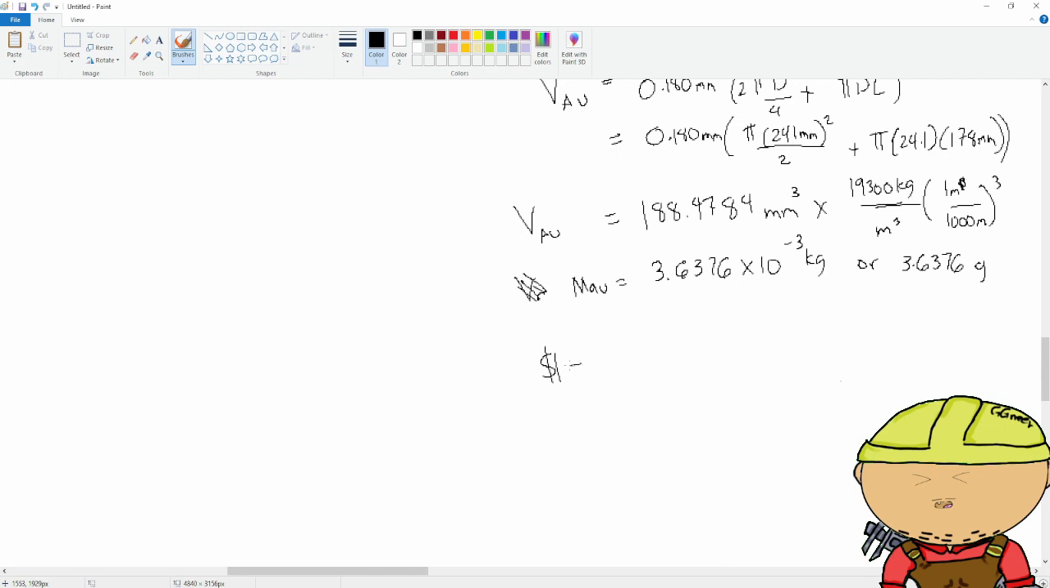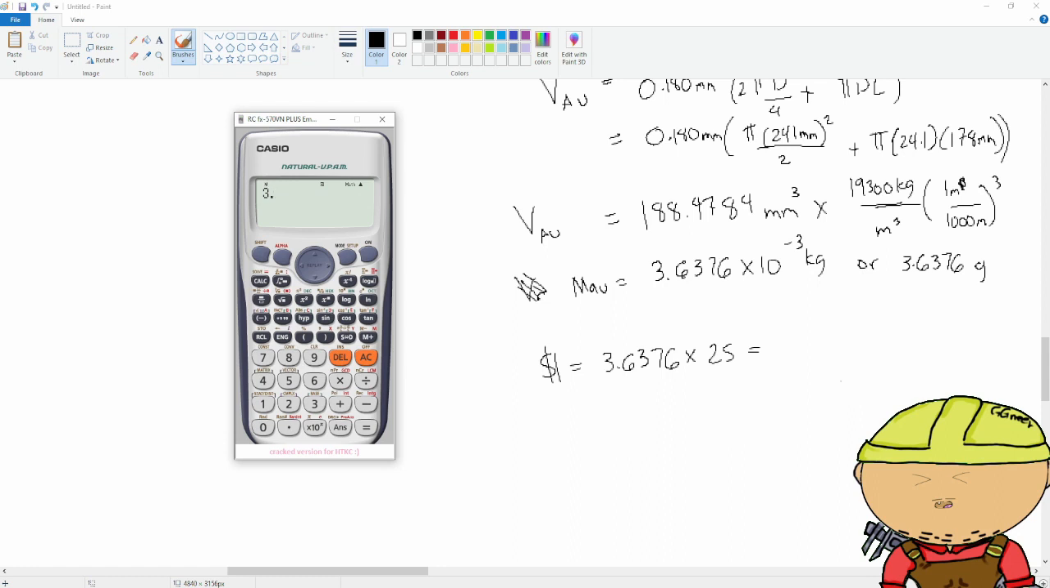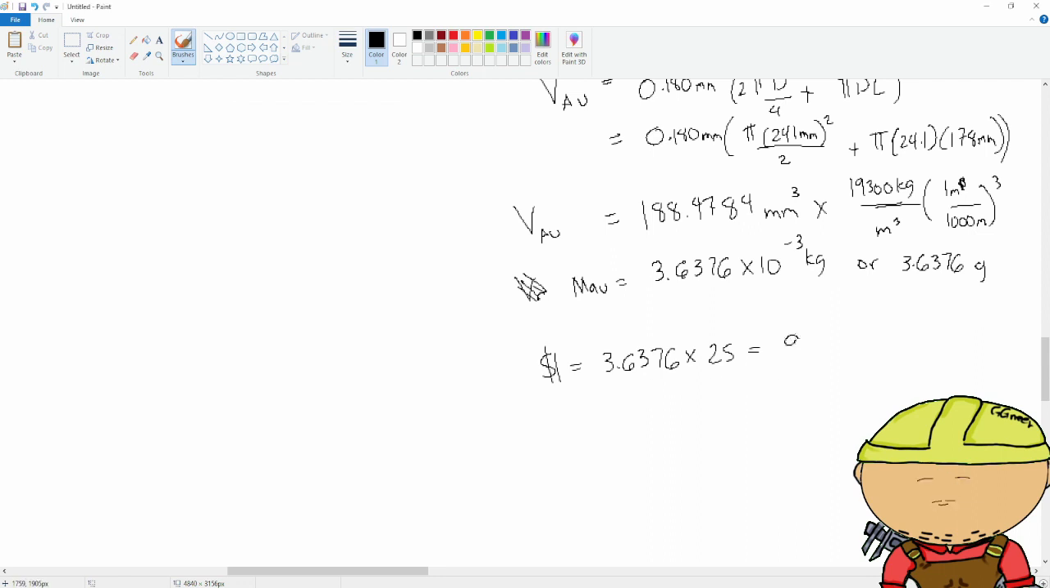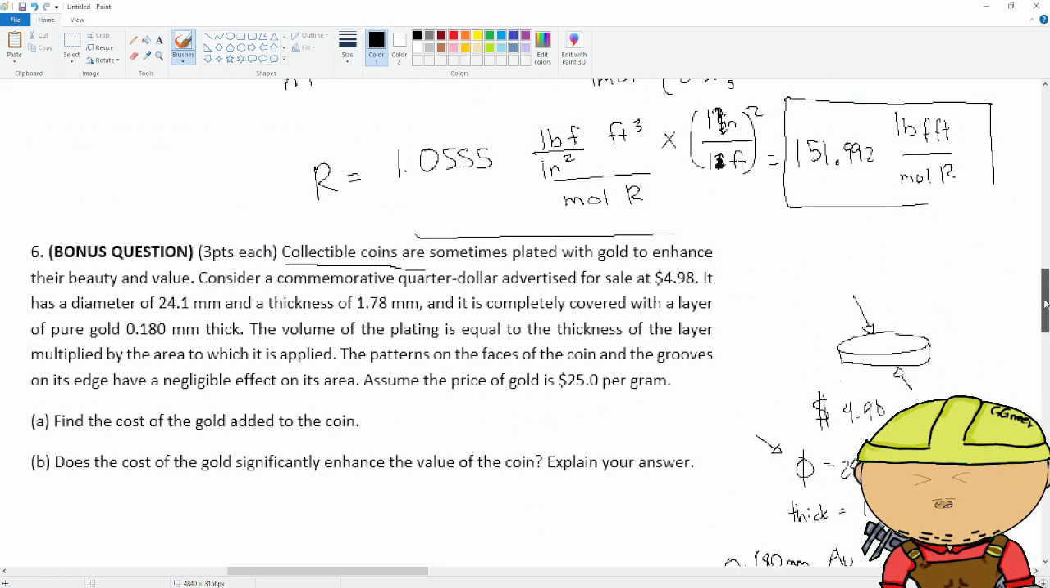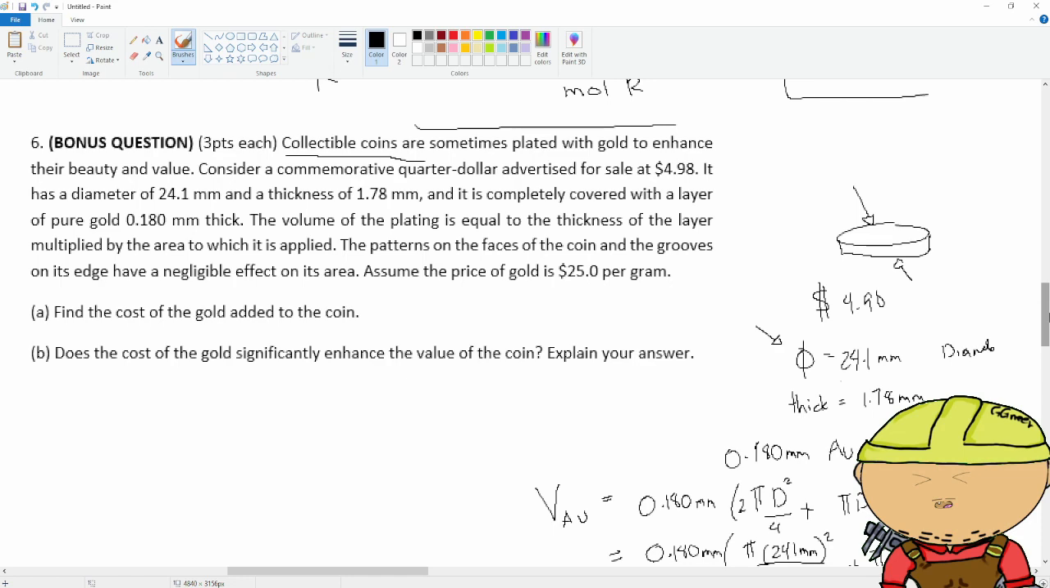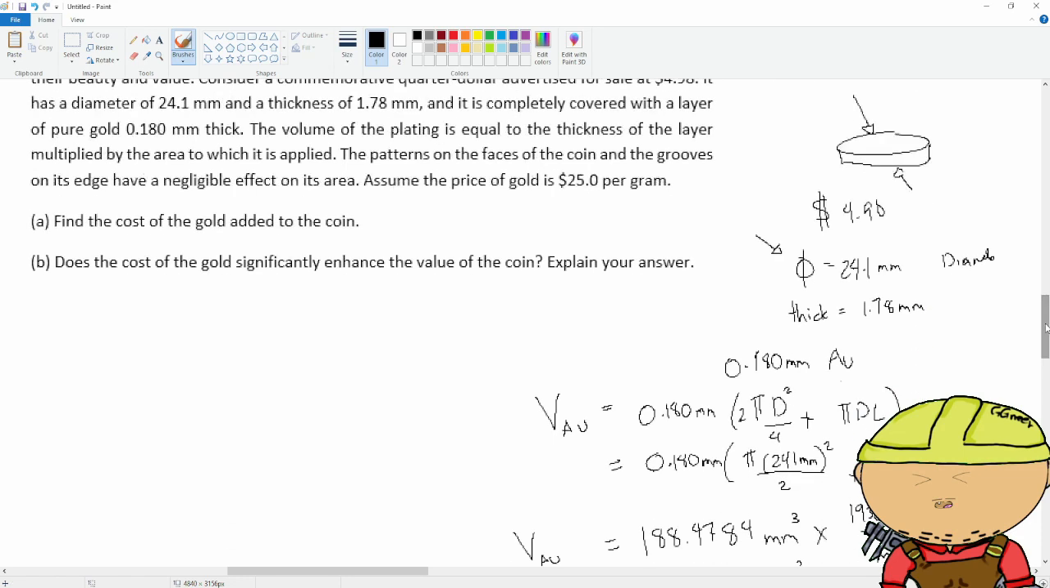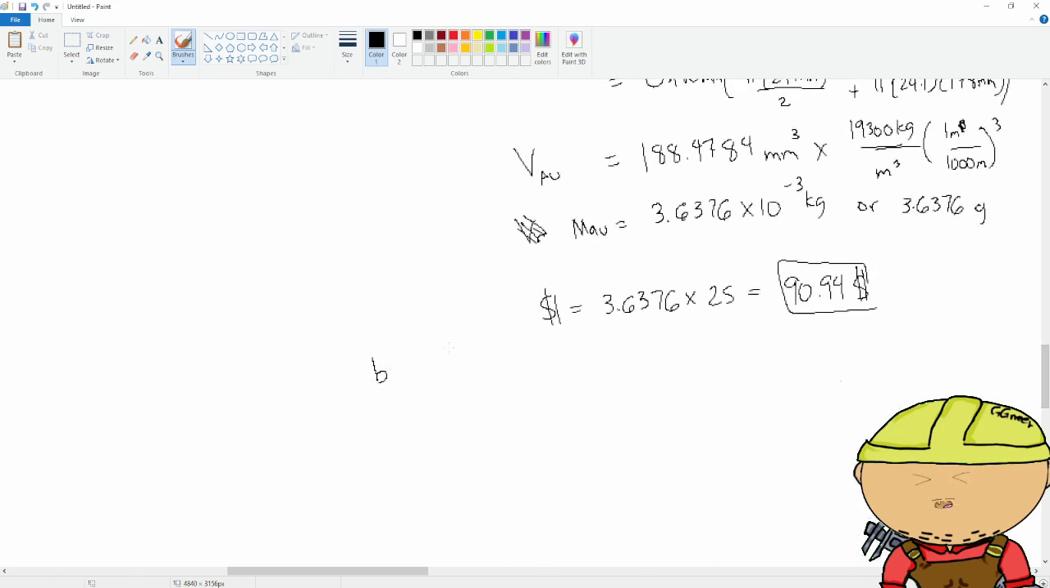So the cost of the gold is 3.6376 times 25, which is $90.94. Ooh, for a nickel, that's pretty large. Does the cost significantly affect the value of the coin? Explain your answer. Yes. So that's letter A.